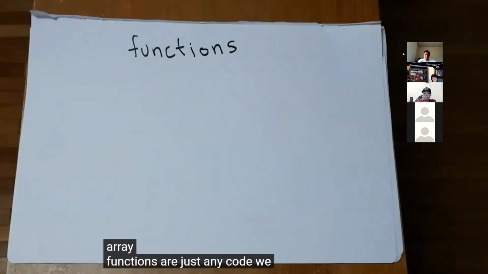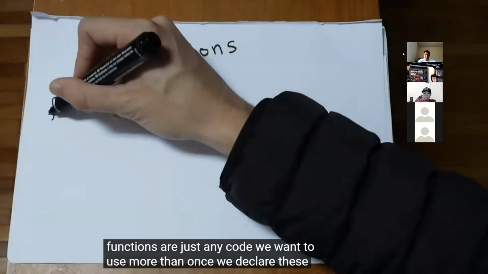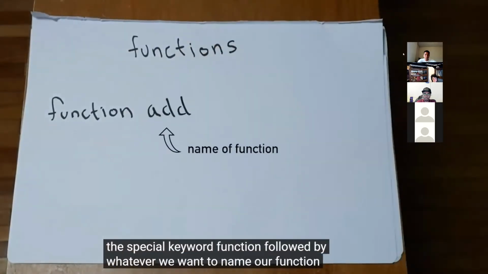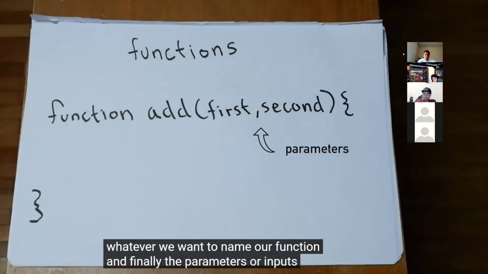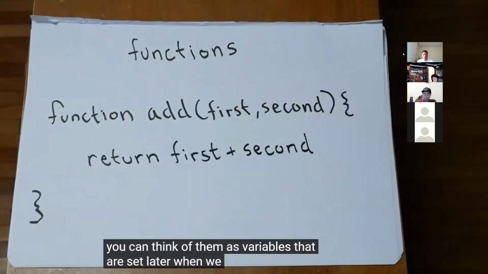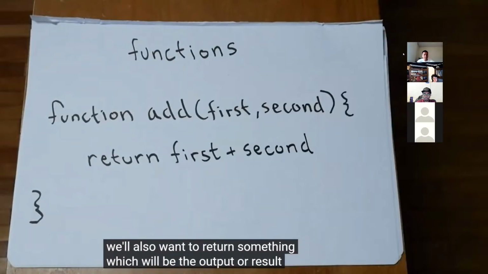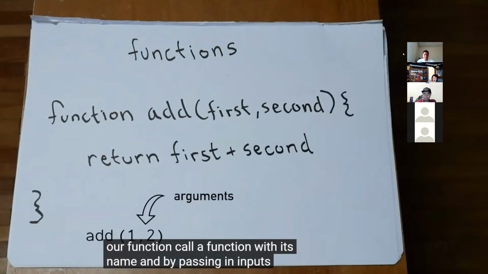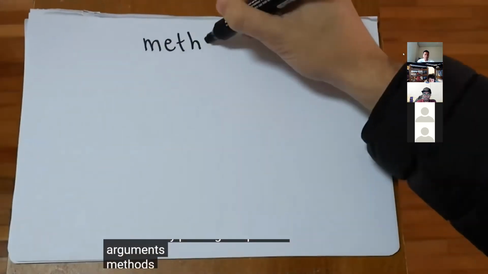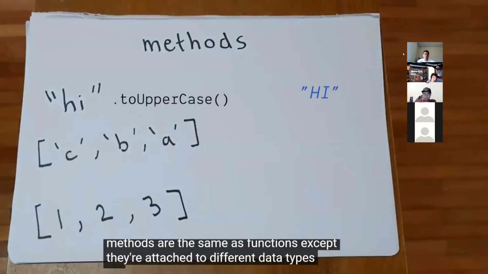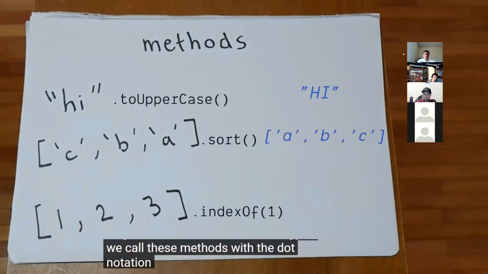Functions are just any code we want to use more than once. We declare these with the special keyword function, followed by whatever we want to name our function, and finally the parameters or inputs to our function. You can think of them as variables that are set later when we use our function. We'll also want to return something which will be the output or result of our function. Call a function with its name and by passing in inputs as arguments. Methods are the same as functions, except they're attached to different data types. We call these methods with the dot notation.